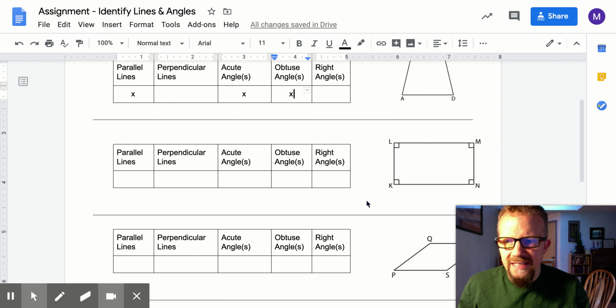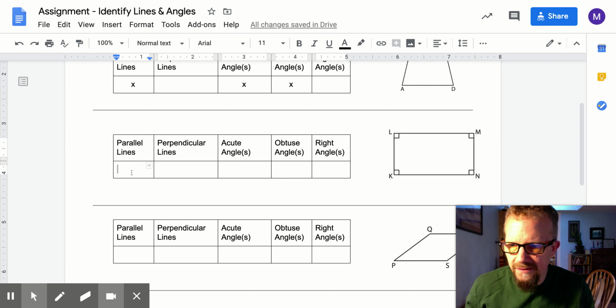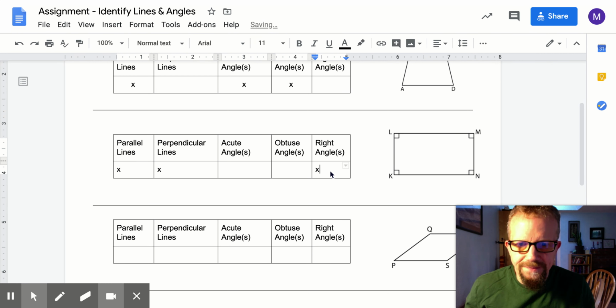Moving on to the next one, we've definitely got lots of parallel lines there. X there. Perpendicular, yes, we've got 90-degree angles. Acute angles, no. Obtuse angles, no, but they are all right angles.